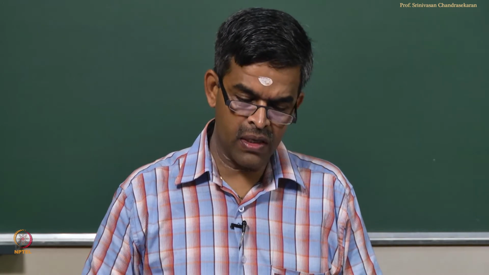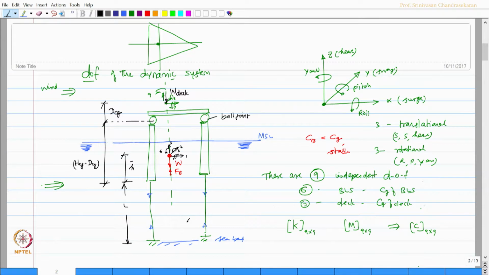Just for recollection, Triceratops has 9 degrees of freedom. There are 6 degrees of freedom of the buoyant leg as you see here, and 3 degrees of freedom for the deck, numbered sequentially 1 to 6 for the buoyant legs, and 7, 8, 9 are independent rotations of the deck, which are not connected to and transferred from the buoyant leg. That happens because of the presence of the ball joint. The dimensional variations are given in the figure shown on the screen now.